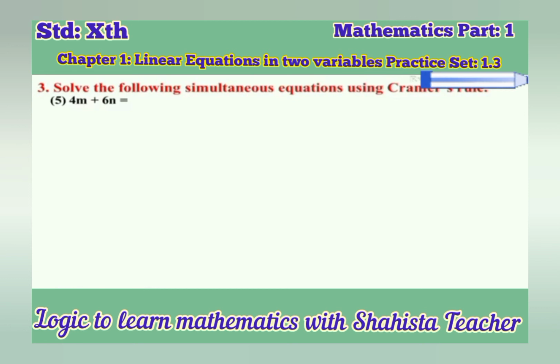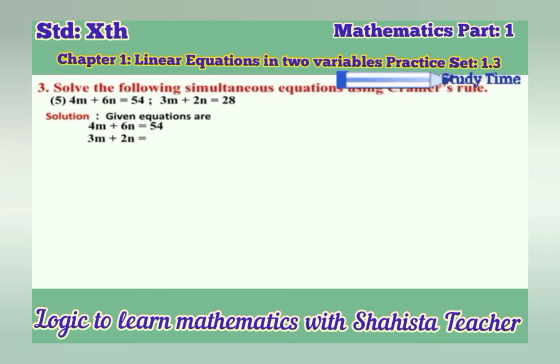Now let's solve sub question 5. 4m plus 6n is equal to 54, 3m plus 2n is equal to 28. Now here, given equations are 4m plus 6n is equal to 54, 3m plus 2n is equal to 28.